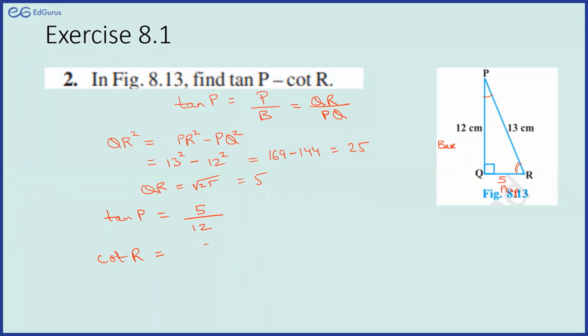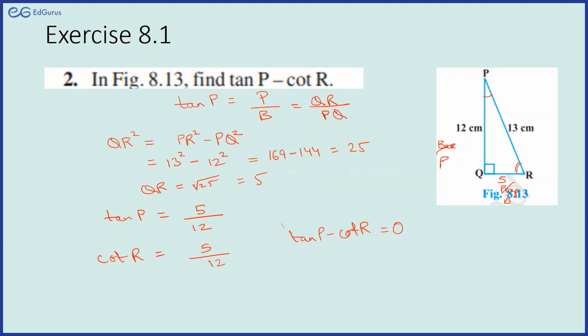So cot R is base upon perpendicular और perpendicular जो, so ये अब base हो गया और ये मेरा perpendicular हो गया. Right? So this is my cot R, which is 5 upon 12. So tan P minus cot R क्या हुआ? 0. Right? So my value is 0.